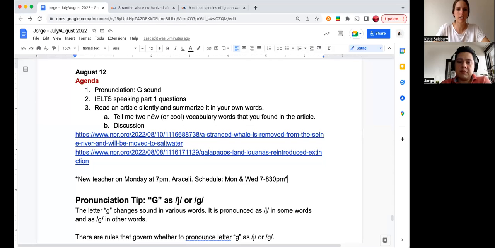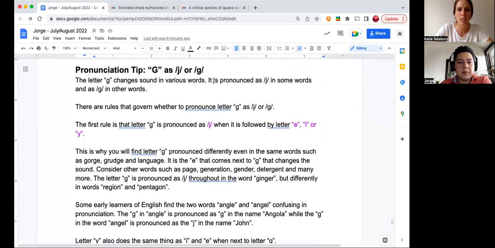So today I'm going to do a couple things. We will read an article, but before that, I have a little pronunciation lesson or reminder. I noticed you have some problems sometimes with pronouncing G because it's confusing. Sometimes it's pronounced as a J, and sometimes it's pronounced as a G. So we're going to do a little bit of a review, and maybe this little rule here will help you. Okay. Can you start reading here?